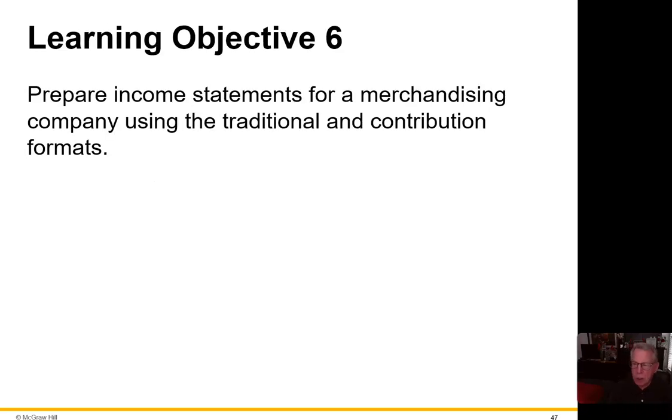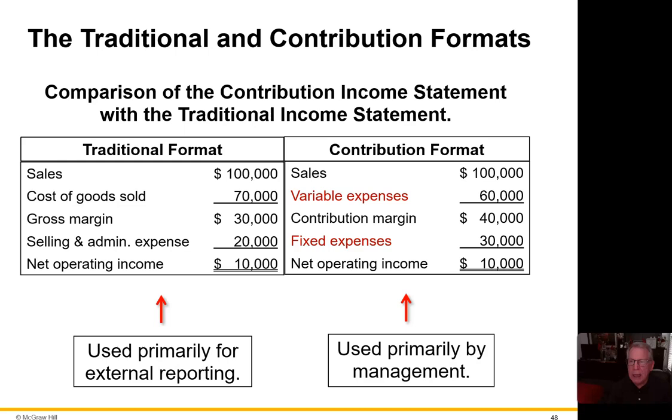Now, we'll take a look at preparing income statements for a merchandising company using the traditional and contribution margin formats. Here is the traditional format, which is required under external reporting by GAAP. We have our sales, we have cost of goods sold, the gross profit or gross margin, back out our selling and administrative expense, and we get our net operating income.